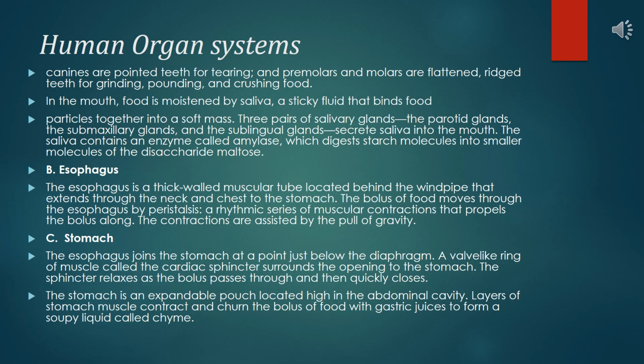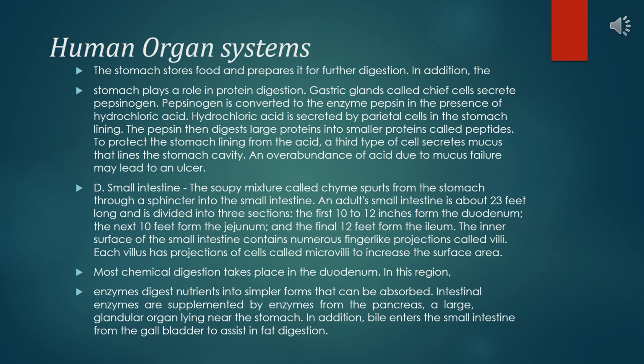The stomach is an expandable pouch located high in the abdominal cavity. Layers of stomach muscle contract and churn the bolus of food with gastric juices to form a soupy liquid called chyme. The stomach stores food and prepares it for further digestion. In addition, the stomach plays a role in protein digestion.